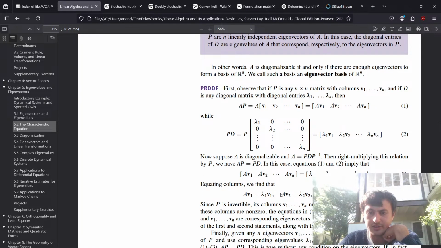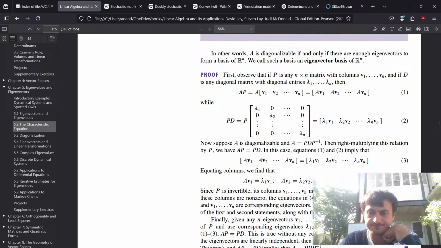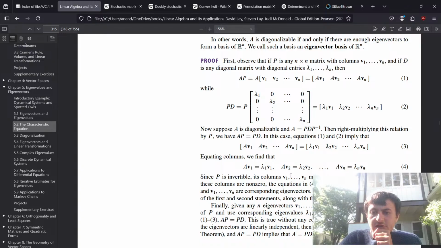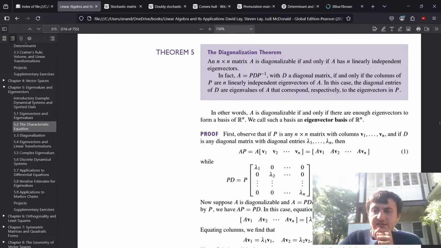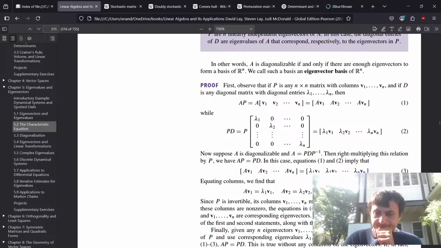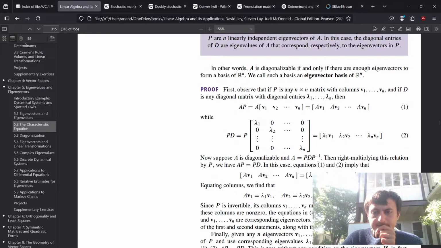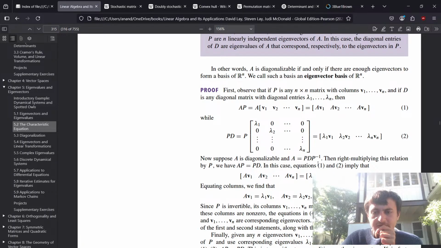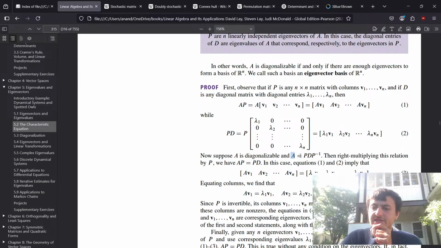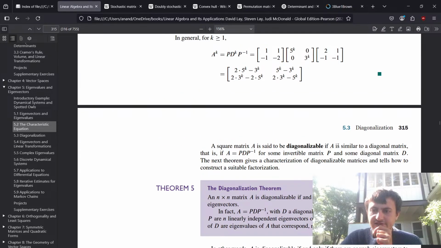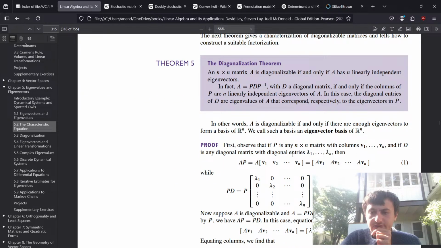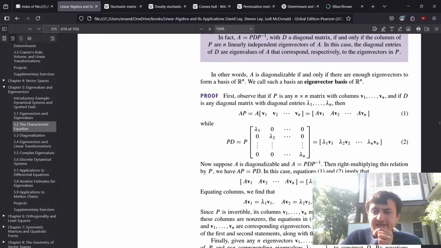And then, okay, so this shows, since P is invertible, its columns must be linearly independent. Okay, so that's the proof this way. But did we assume that? Well, we assume that it's diagonalizable, and the definition of diagonalizable is that there exists some invertible P. Okay, but that's fine.